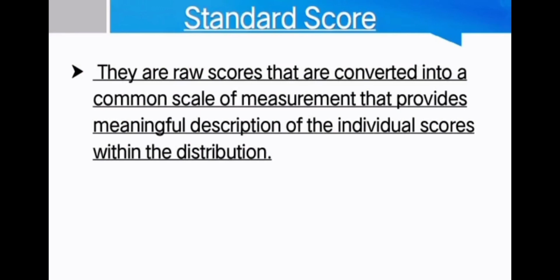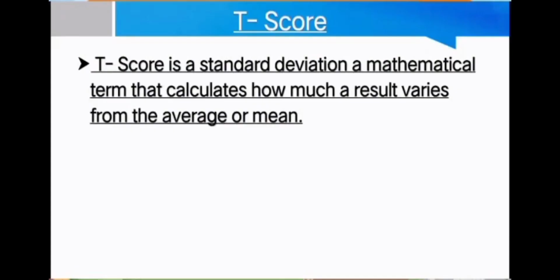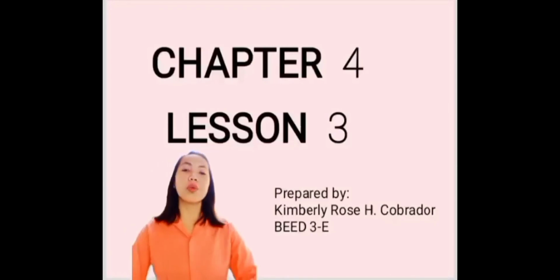There are two types of standard score, the T-score and the Z-score. First, the Z-score. The Z-score is one of the standard scores. Z-score have a mean of 0 and a standard deviation of 1. It is computed using the following formula. The standard scores are useful when you want to compare the learner's test performance across the two distributions. The T-score. The T-score is a standard deviation of mathematical term that calculates how much a result varies from the average or mean.